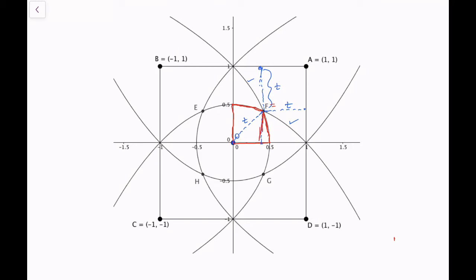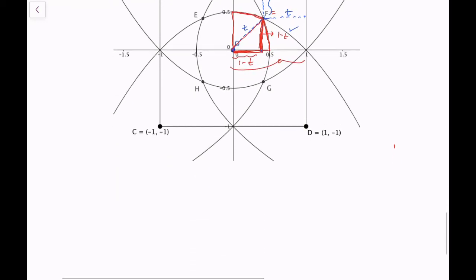If you drop a perpendicular from F to the x-axis, then the length of this much is 1 minus t, because the full length of this side is 1, and similarly the height is also 1 minus t. So we have a right angle triangle here, and then we can do the computation. We can use the Pythagorean theorem by setting t squared equals (1 minus t) squared plus (1 minus t) squared.